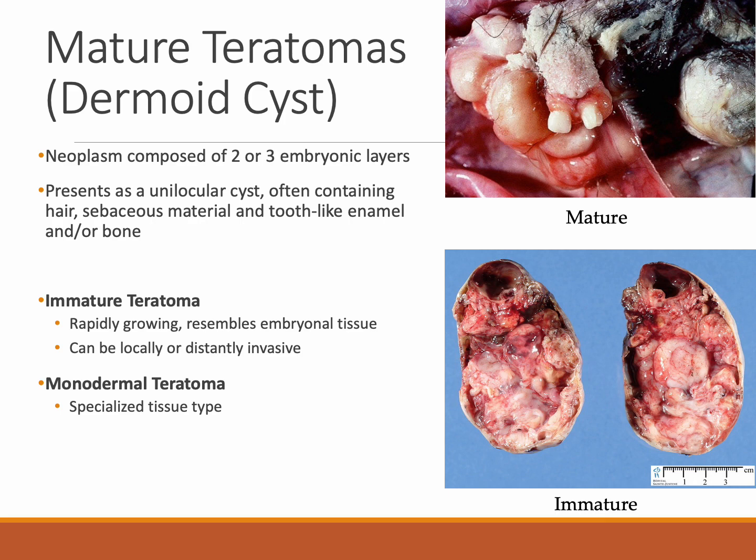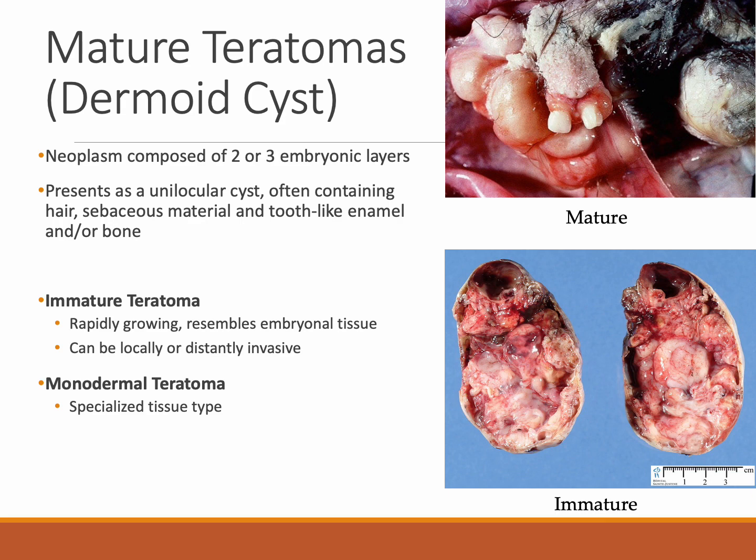You can get other versions of teratomas, which include an immature and a monodermal type. So if it's a mature teratoma, that means the cells have gone to their final destination. So if you see in the image here, we have teeth. So the tooth cells became teeth and the skin cells became skin, and if there's bone, they became bone cells.